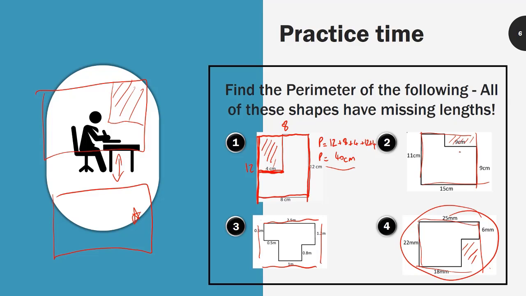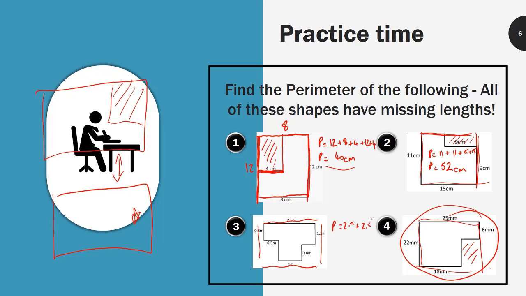So with this next one here, what I'm going to do is I'm going to go perimeter equals 11 plus 11, because this side is 11 as well, plus 15 plus 15, because it's 15 up the top, okay? So 11 and 11 is 22, and 15 and 15 is 30, so that means my answer there is 52 centimeters, okay, 52 centimeters.